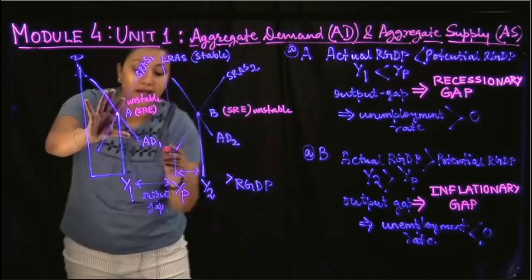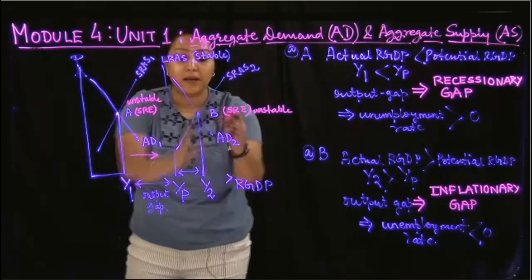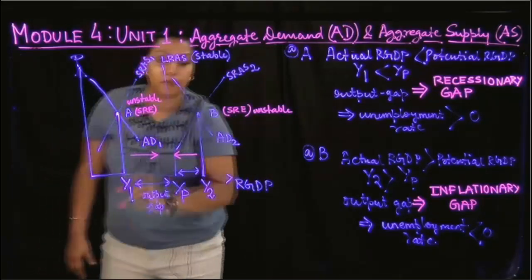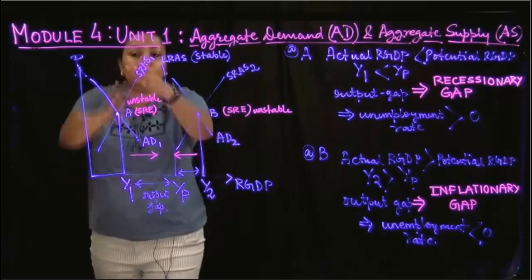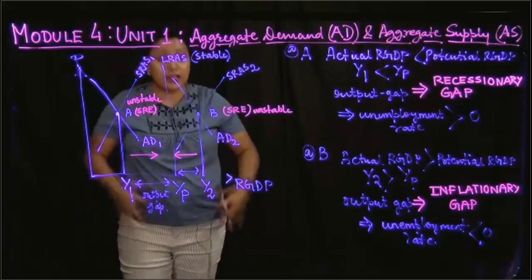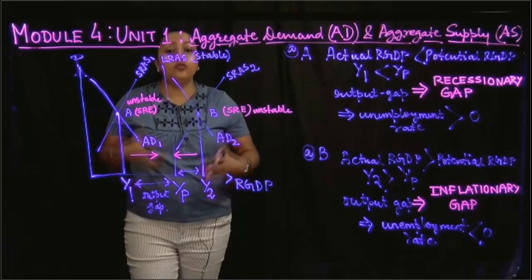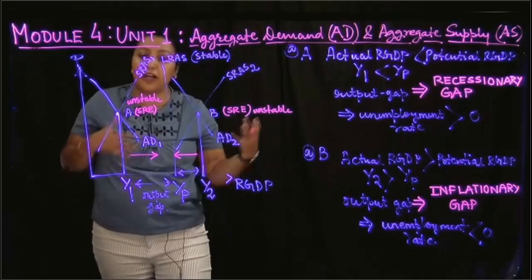So if the economy is at A, it would want to move in that direction, and if the economy is at B, it would want to move in the opposite direction. Okay, and how will it move? It will move through the shifts of the aggregate demand and the short run aggregate supply curve. That means it has to move through a positive or a negative demand or supply shock.